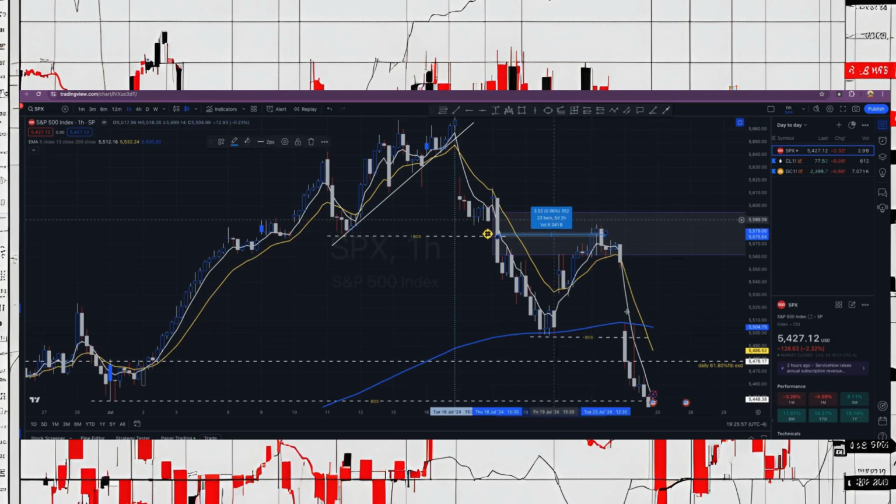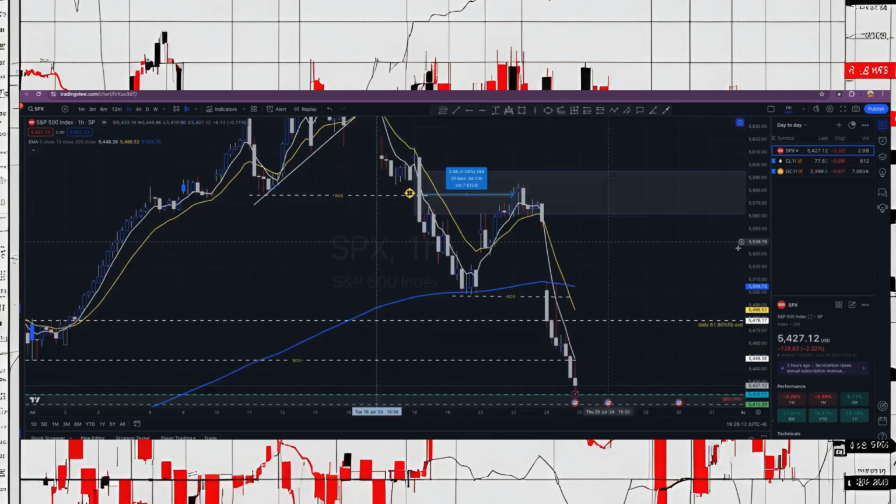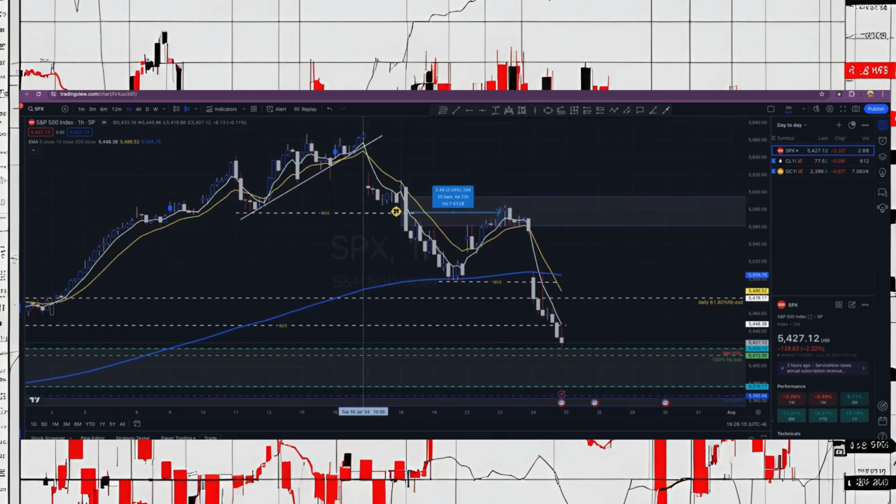So this took 5 days to set up, from the moment it broke structure to the moment it retraced back into the gap and the moment it left. Let's say this was the first signal candle. So 4 days to set up, and then let's say how many days it took to play out, right? This is another important reason why, shout out Tony, you gotta buy time.